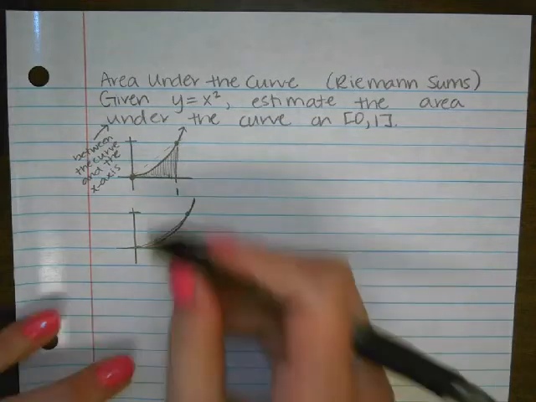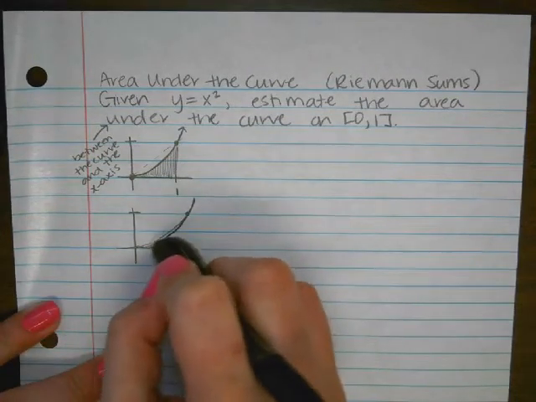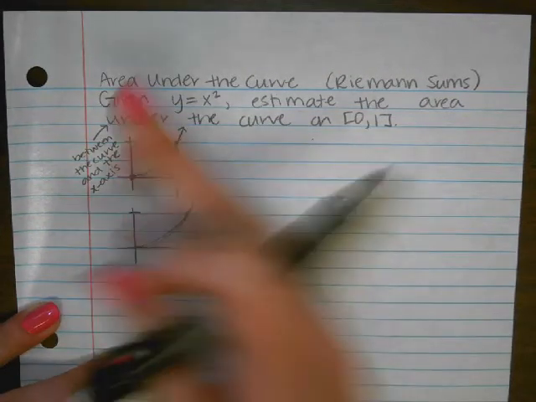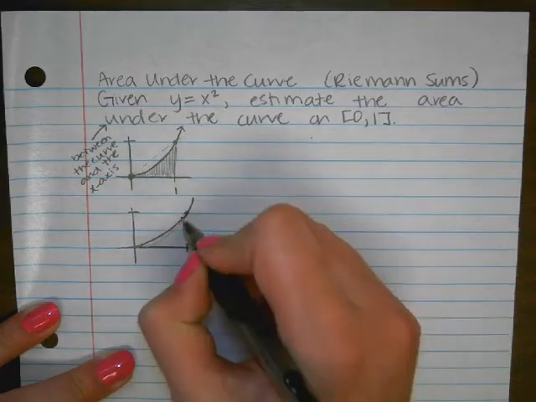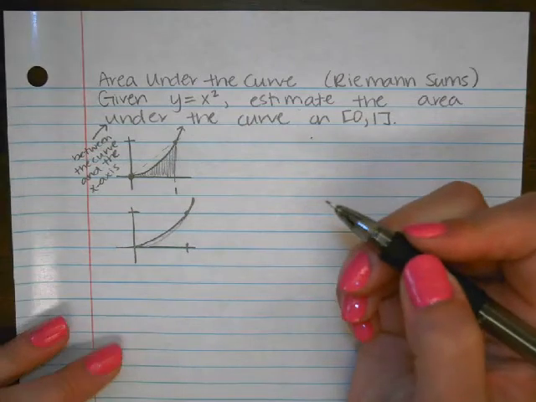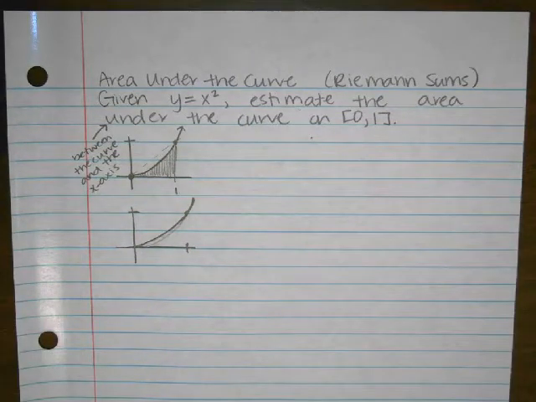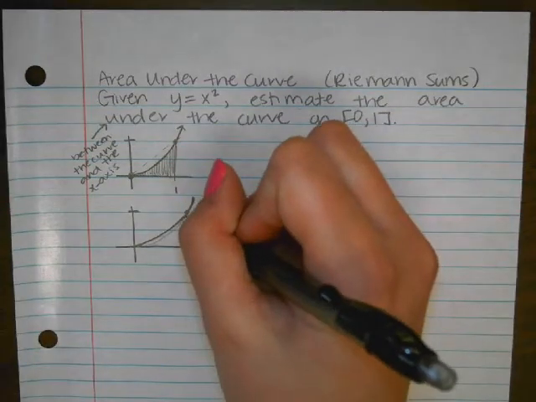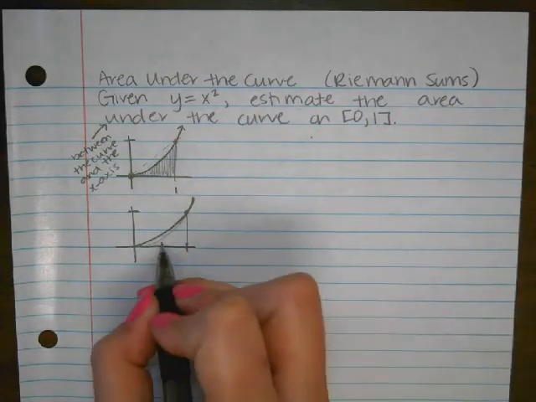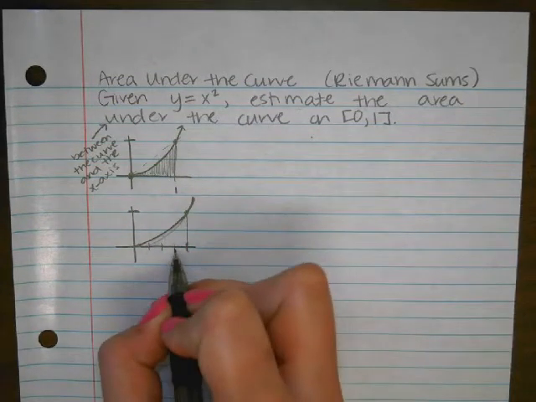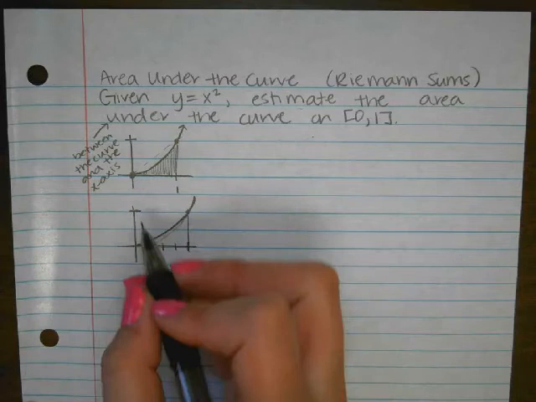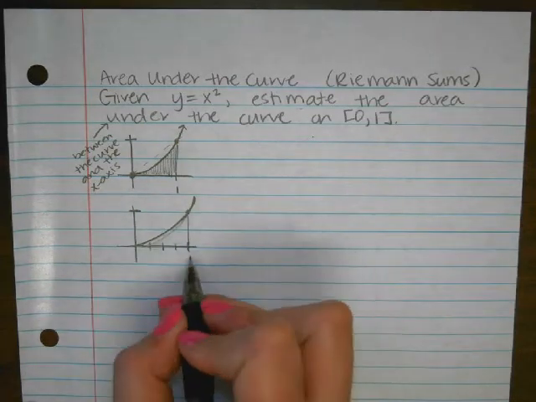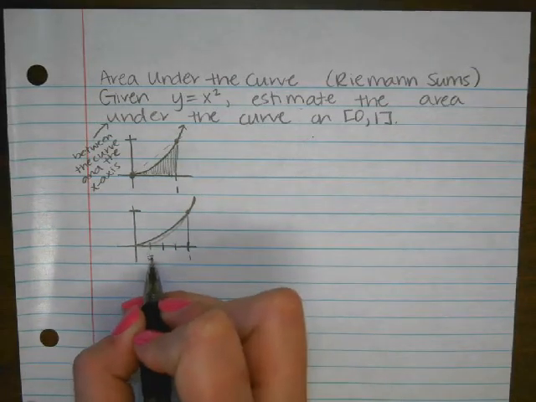It'd help if I did a better job drawing it. Okay, and one way that you can find the area underneath the curve is to take that part underneath the curve and divide it up into small rectangles, because we know how to find the area of a rectangle. So what I'm going to do is take this right here, if this is 1, then this is 1/4, 1/2, 3/4.